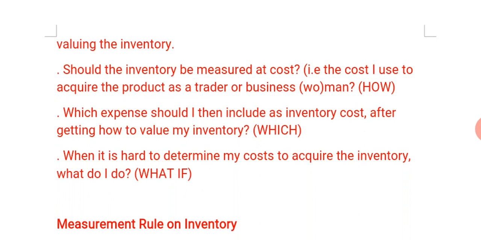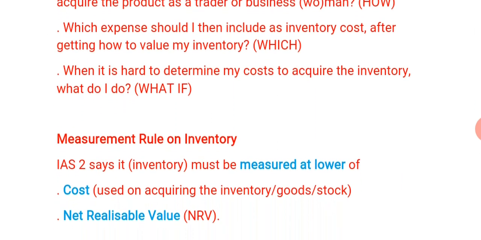Now we'll go to the measurement rule on inventory, and it says IAS 2 says it, that is inventory, must be measured at lower. Now, how do we measure inventory? How do we measure the shirt I bought at the market? What value do I give to it to represent a true value of the inventory I bought? IAS 2 says the inventory must be measured.